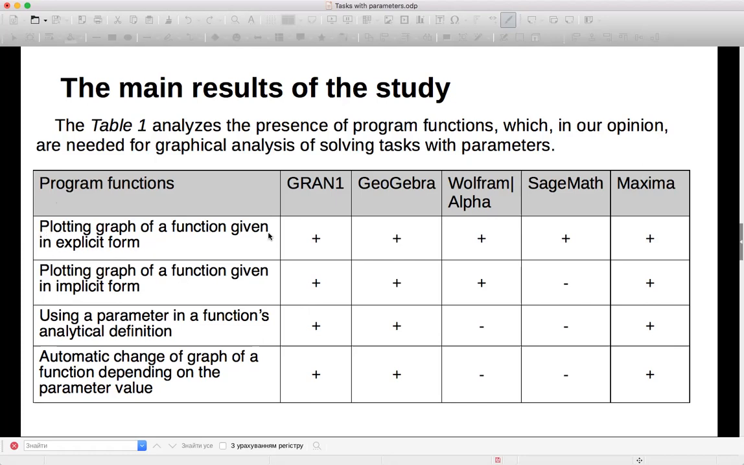Plotting graph of a function given in explicit form. Plotting graph of a function given in implicit form. Using a parameter in a function's analytical definition. Automatic change of graph of a function depending on the parameter value. As you can see, only Gran 1 and GeoGebra have all listed functions in their functionality.